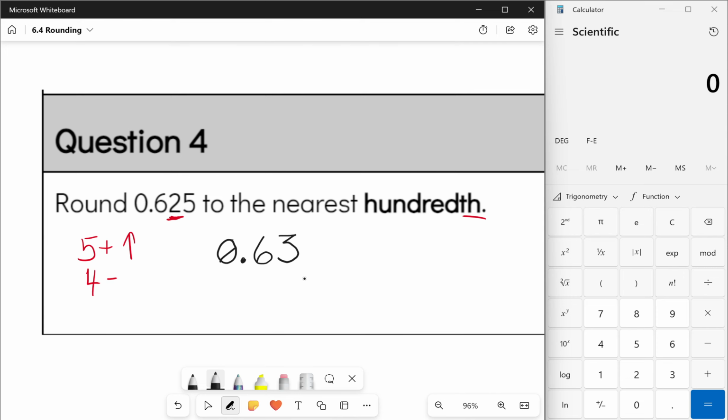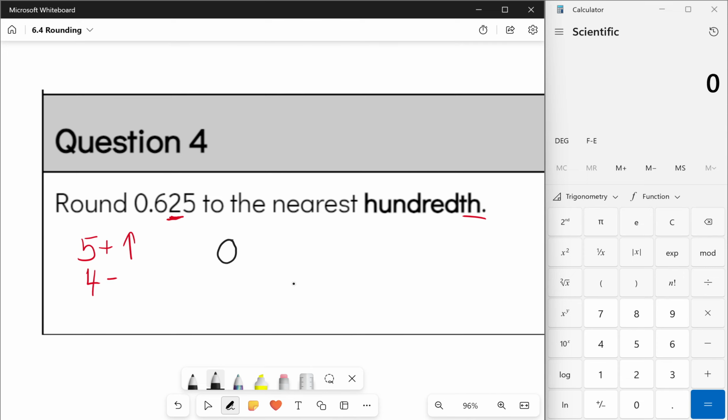Now people often wonder, well, what happens to the 5? Or if there are more numbers after this, what happens to them? Well, we rounded to the nearest hundredth, so they have disappeared. They're gone. They don't exist anymore. The hundredth place value is now the last digit in the number. So that is how you answer this question.